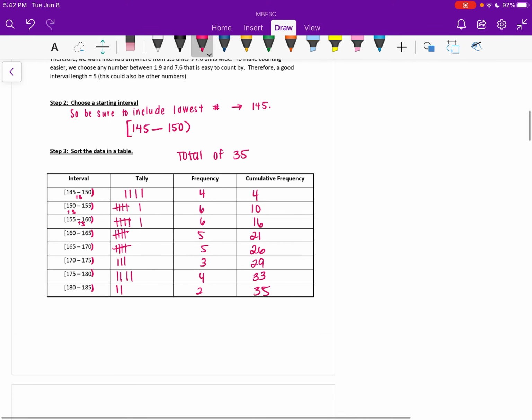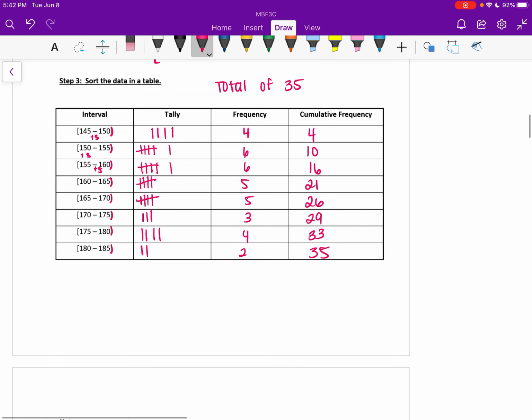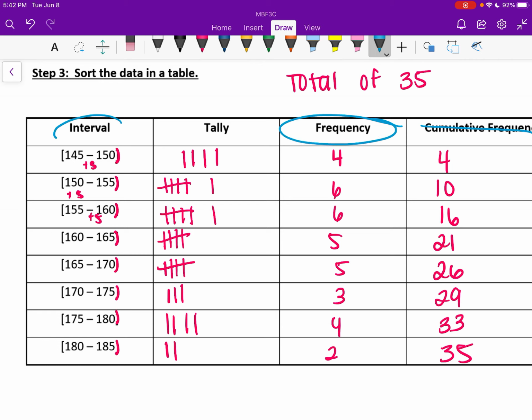Okay, so now that's my frequency table. What I'm going to do with that information is that the cumulative frequency is always a good way to just double check our data, right? You're graphing the frequency column. So the one thing to be careful of, you're not graphing this column. You're graphing this column. So this is going to be your X, the interval, and this is going to be your Y, the frequency, right?